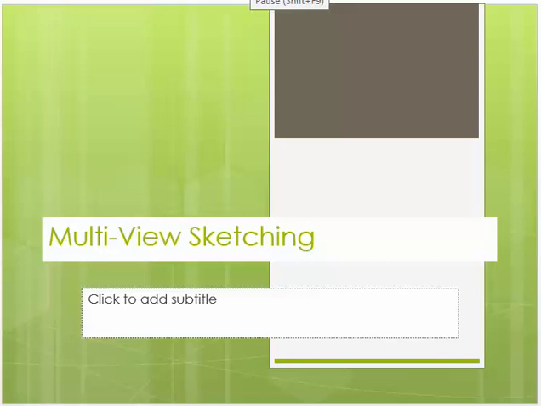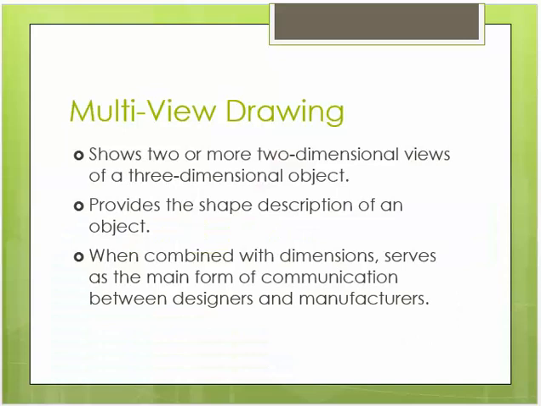Well, welcome back to engineering class here. Today we're going to talk about multi-view sketching. Multi-view sketching shows two or more two-dimensional views of a three-dimensional object. Provides the shape description of an object. When combined with dimensions, serves as the main form of communication.